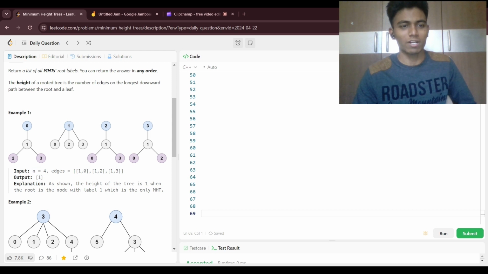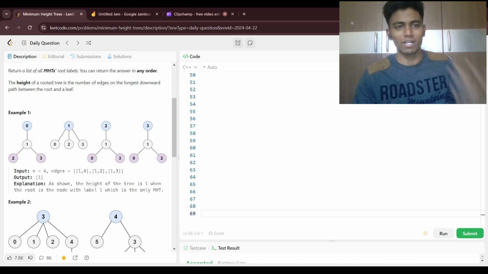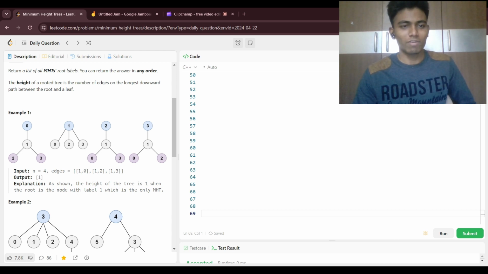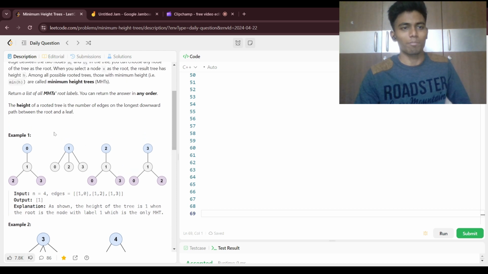in this particular undirected graph, which is kind of like a tree, but it doesn't contain any cycles. We are given edges which are 1 0, then 1 2, and then 1 3. So if we see, there can be four possibilities. One possibility is this, and then the second possibility is this, and then the third, and then the fourth. Now if we see these possibilities, we need to find the minimum height trees.